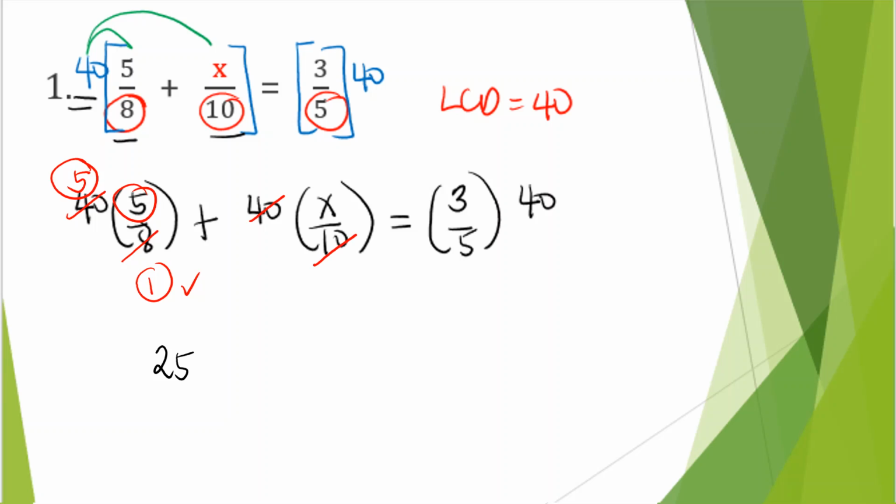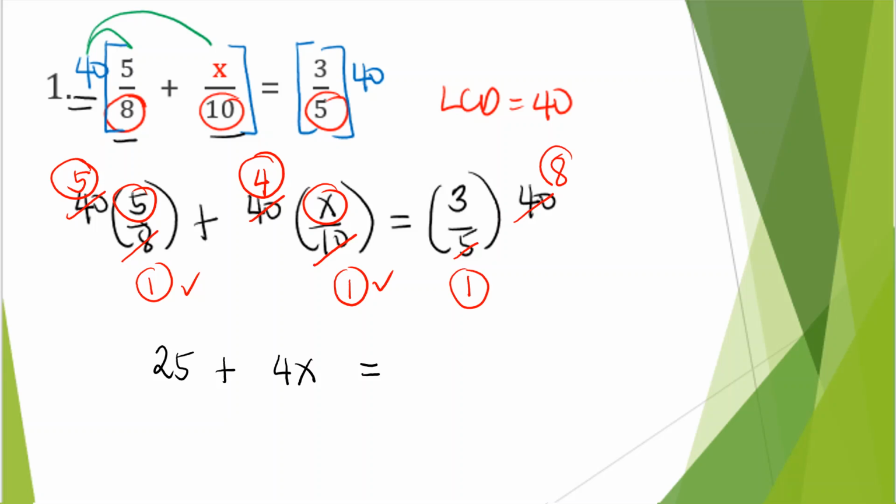Cancel 40 and 10. Both numbers are divisible by 10. 10 divided by 10 is 1. 40 divided by 10 is 4. And 4 times x is 4x divided by 1 is 4x. So we have plus 4x, which is equal to, cancel 5 and 40. Both numbers are divisible by 5. So 5 divided by 5 is 1. 40 divided by 5 is 8. And 8 times 3 is 24. Divided by 1 is 24.